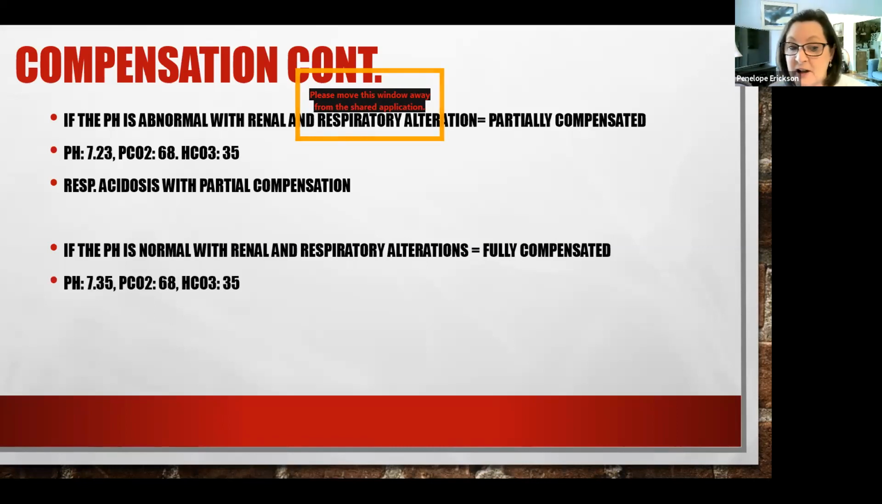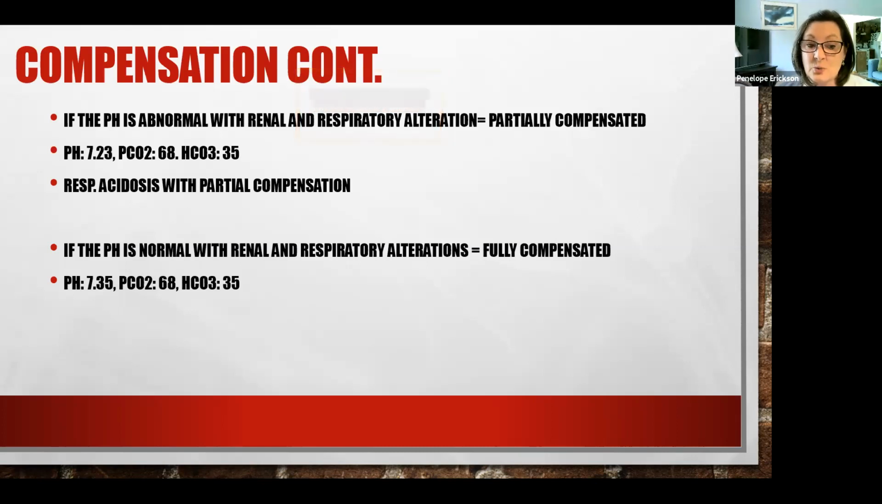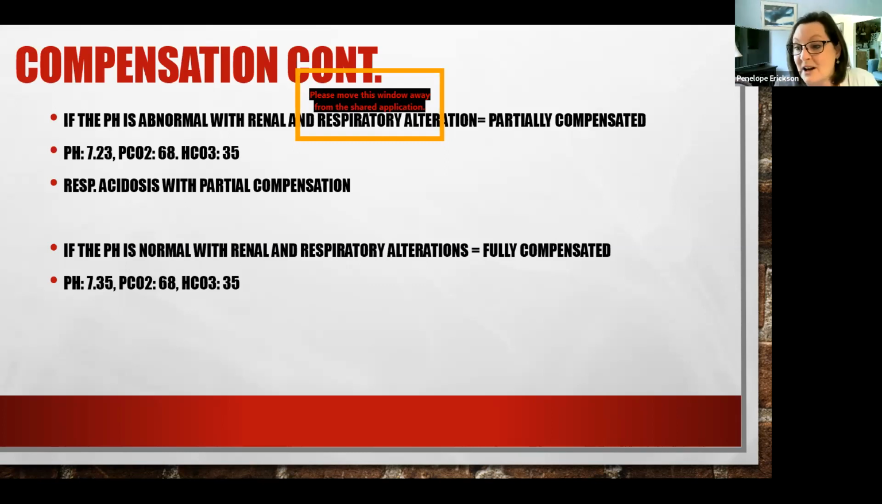Here, 7.35, our pH is normal. The PCO2 is still 68. Okay? So we have an alteration in the CO2. We know that's extremely high. They've retained a lot of CO2. Bicarb's 35. So, I know it's like, well, how is it partially in one and partially in the other? Well, because that was enough to bring it back to normal. So this is your respiratory acidosis with full compensation, because the pH is normal.